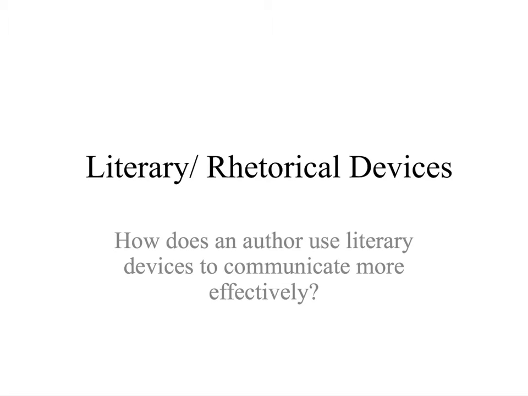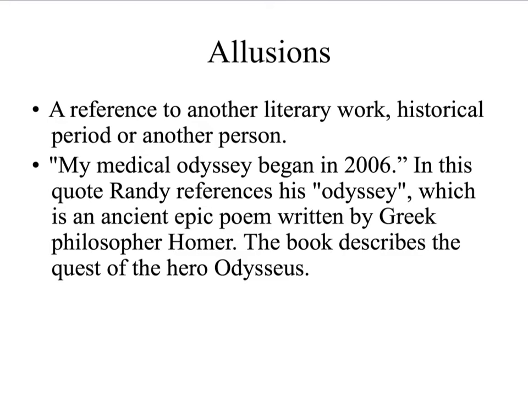In previous lessons, we've talked about how, even though this is a work of nonfiction, it is literary nonfiction or narrative nonfiction. And what that means is that the author uses certain literary or rhetorical devices in order to communicate their point more effectively. One of the devices that this author likes to use is an allusion. An allusion is a reference to either another literary work, another historical period, or even another person.